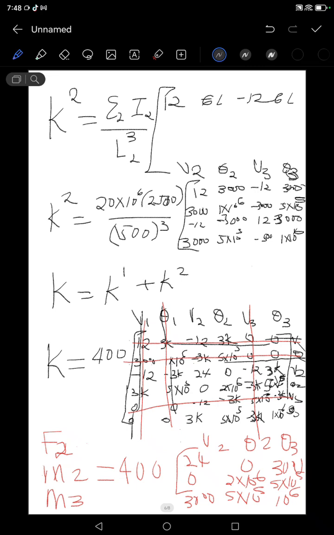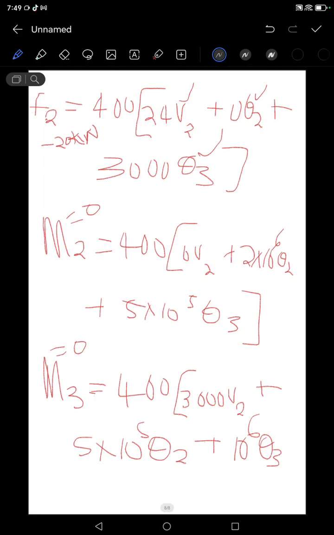They can say determine F1 and F3. So to determine F1 and F3, it's going to be F1 equals 400 times 12 V1, 3000 theta 1, negative 12 V2, 3000 theta 2. And then you're going to get the value of F1.